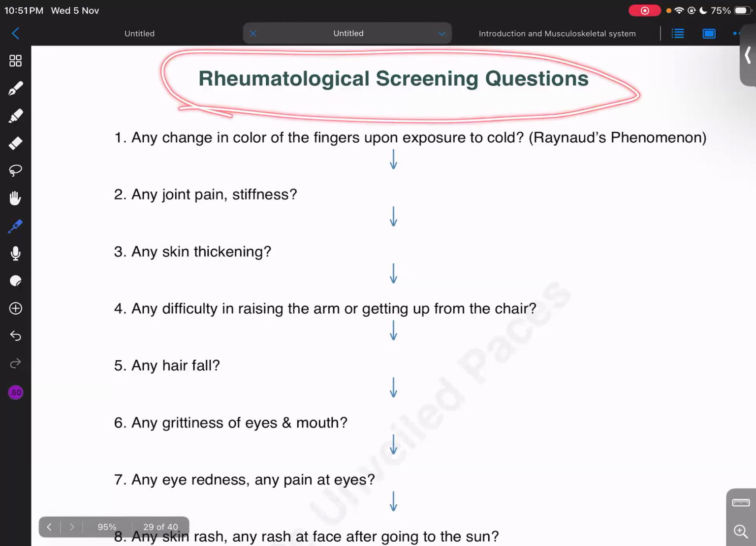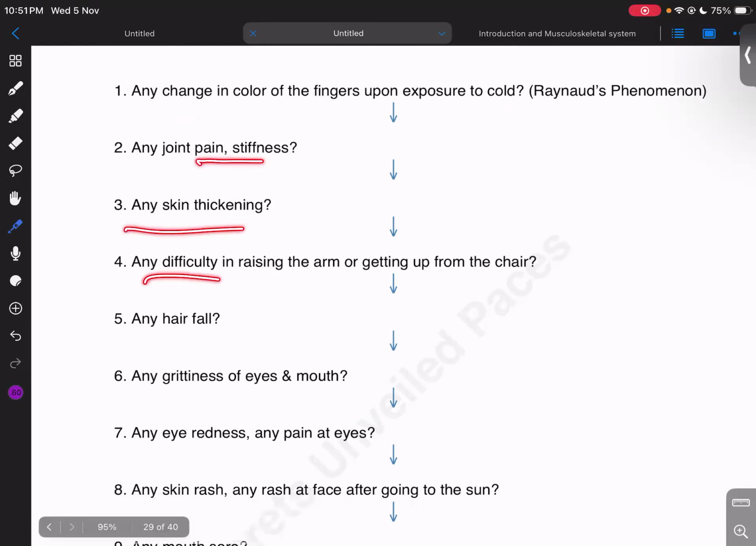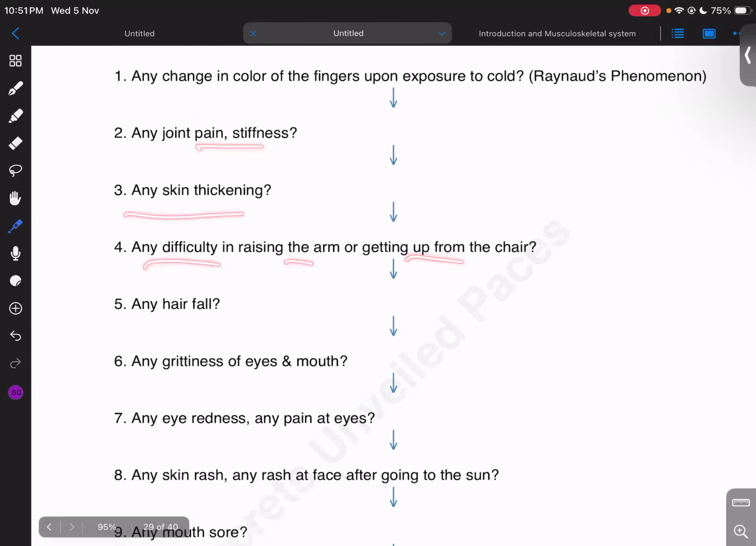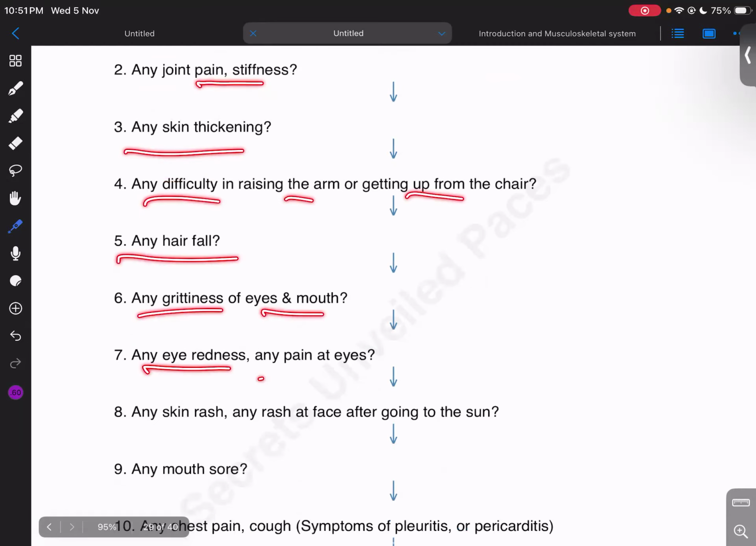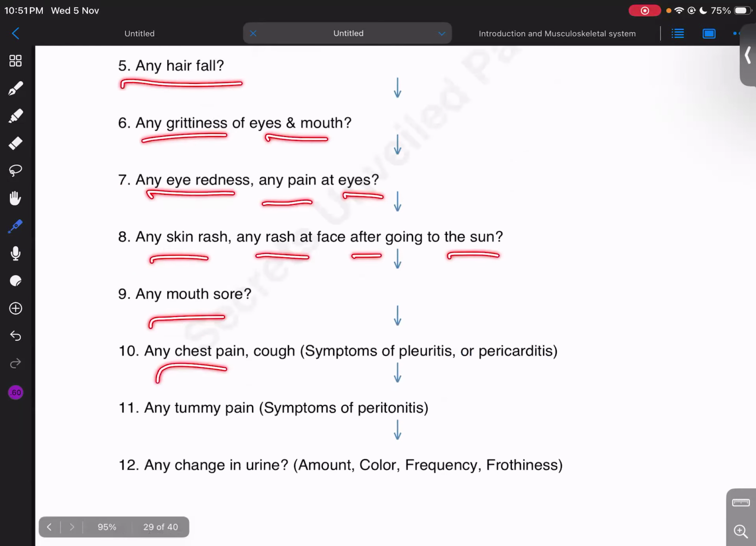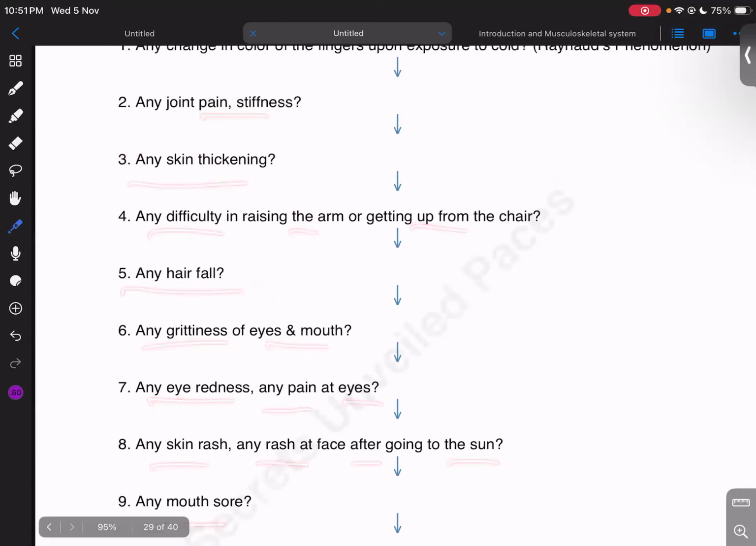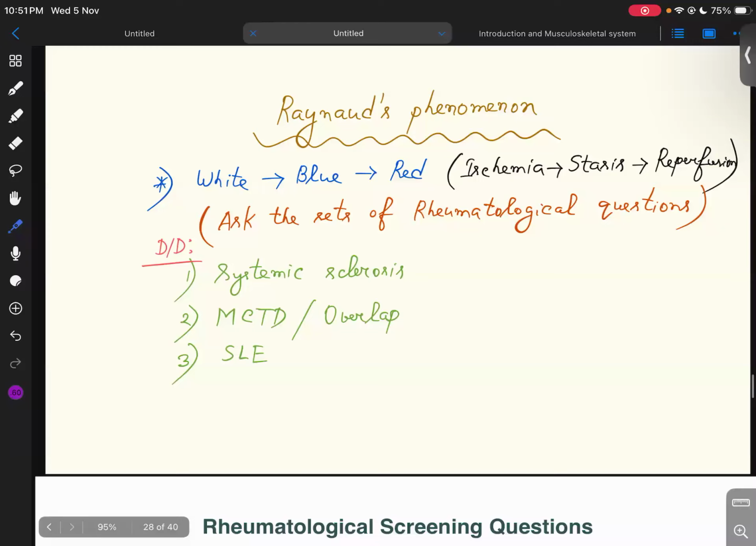I am telling it once again, any change in color of finger upon exposure to the cold, that is Raynaud's phenomenon. Any joint pain, stiffness, any skin thickening, any difficulty in raising the arm or getting up from the chair, any hair fall, any grittiness of eyes and mouth, any eye redness, any pain at eyes, any skin rash, any rash at face after going to the sun, any mouth sore, any chest pain, any tummy pain, any change in the urine. These are the sets of questions you have to ask if the case is Raynaud's phenomenon.